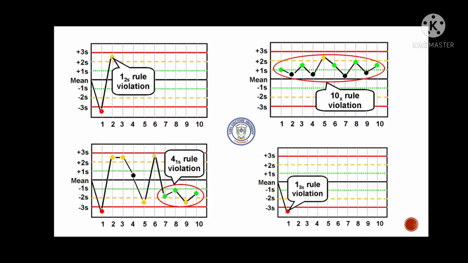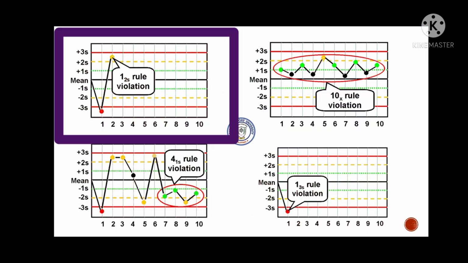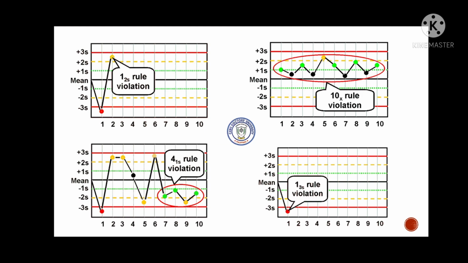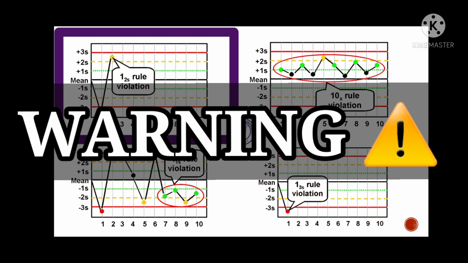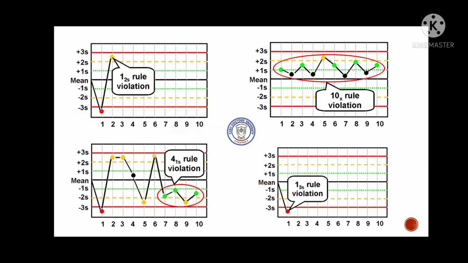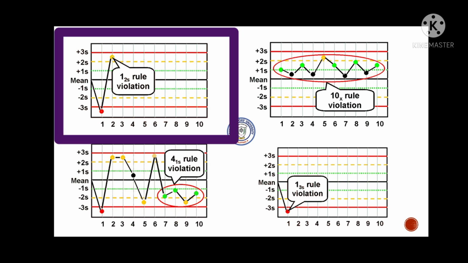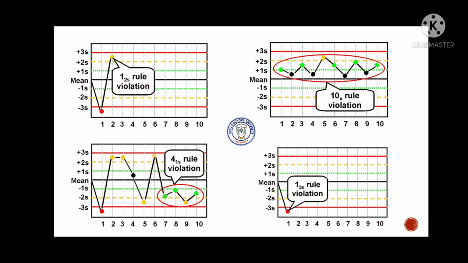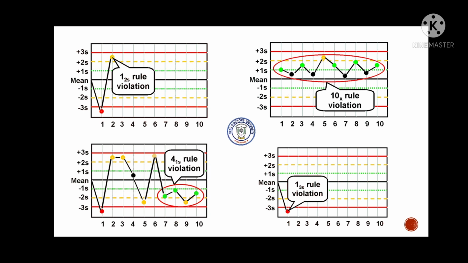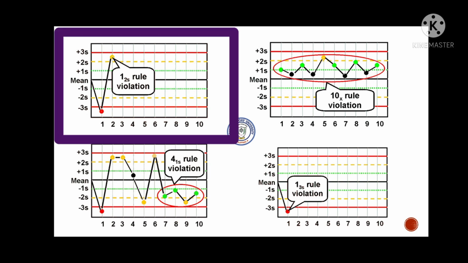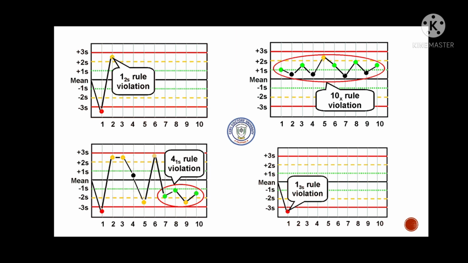The first table shows the 1-2s rule. This is usually a warning rule violated when a single control observation is outside the ±2 SD. Some laboratories, class, consider any quality control value outside its ±2 SD limit to be out of control, and therefore incorrectly decide the patient specimens and QC values to be invalid.